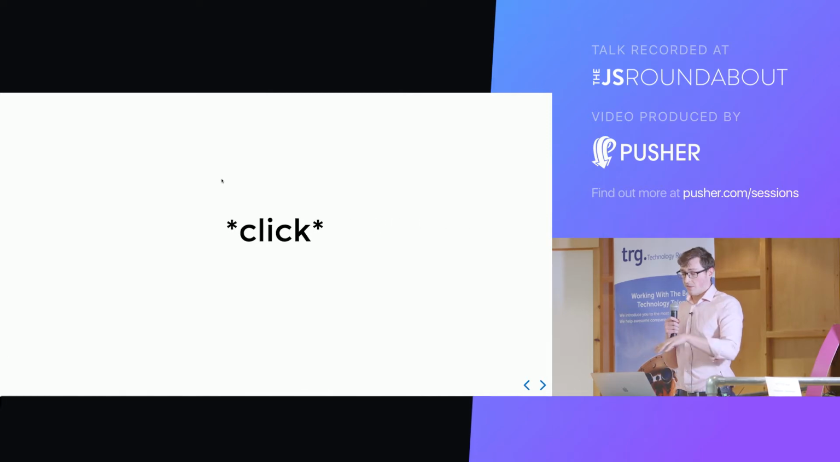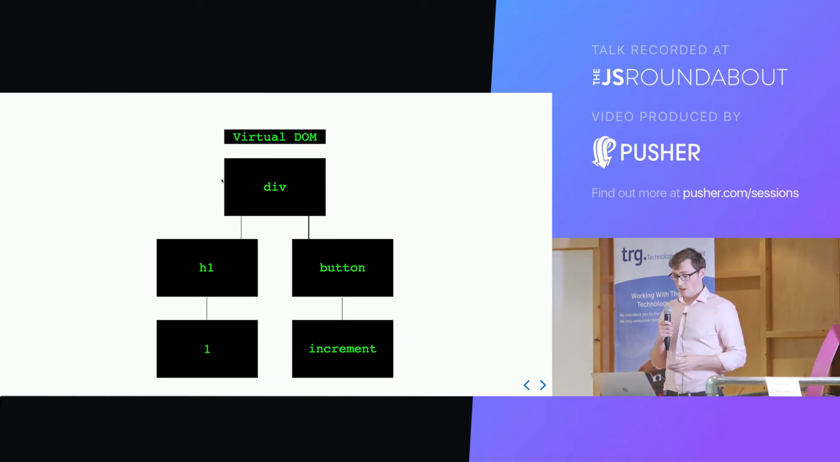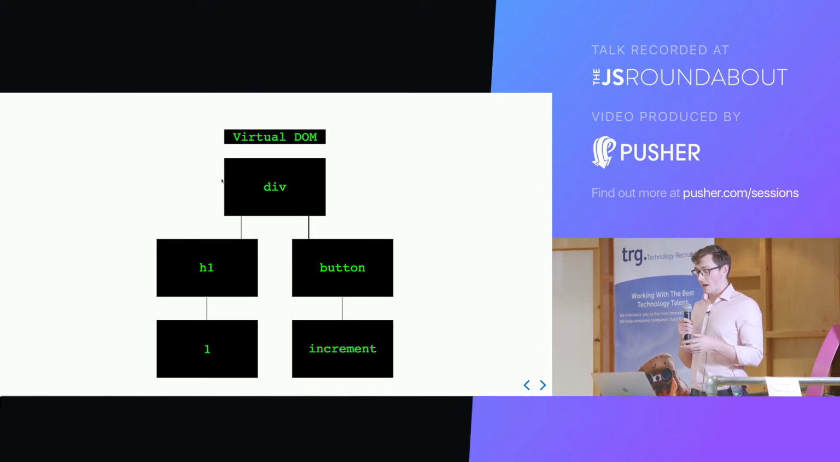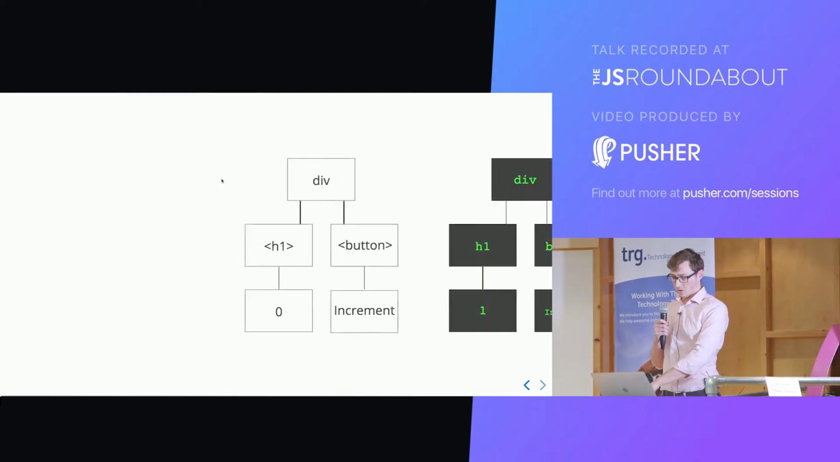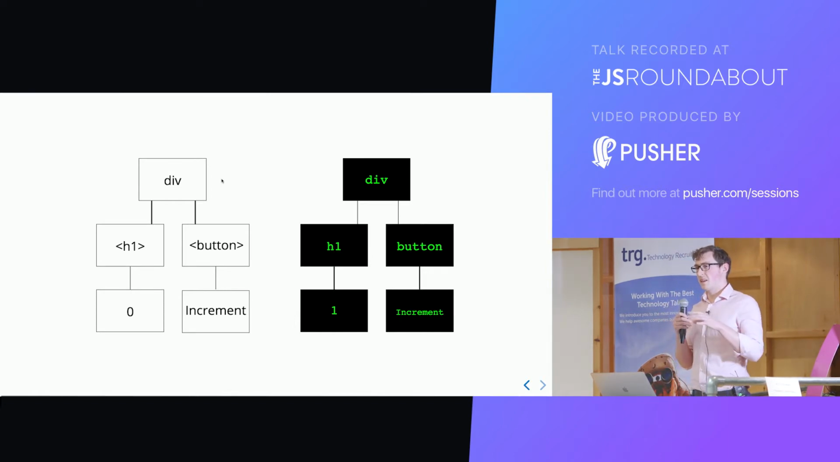And then if a user triggers a click on the button, it's going to update the count value, which is going to trigger a re-render of the virtual DOM. And the virtual DOM is going to update. So the only difference here is that the h1 node now has a child node with the value of 1. So we have a virtual DOM and a real DOM that's out of sync inside this update process.